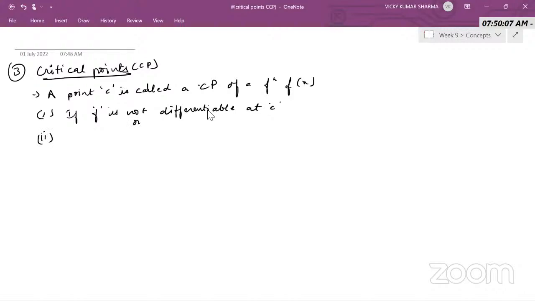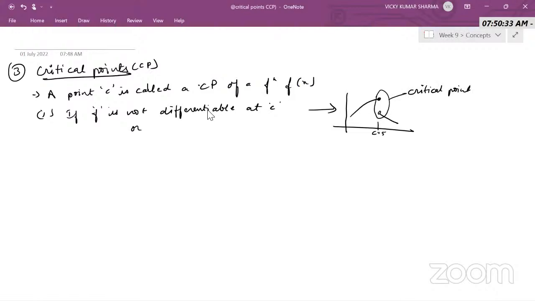Okay. So maybe I can just draw the graph as well so that you can understand this. If this is my graph at, let's say, c equals 5, at c equals 5, this is not differentiable. So I can say that this is a critical point. Okay. Understood? Yes, got it. So maybe I can just keep drawing the graph so that you can understand.